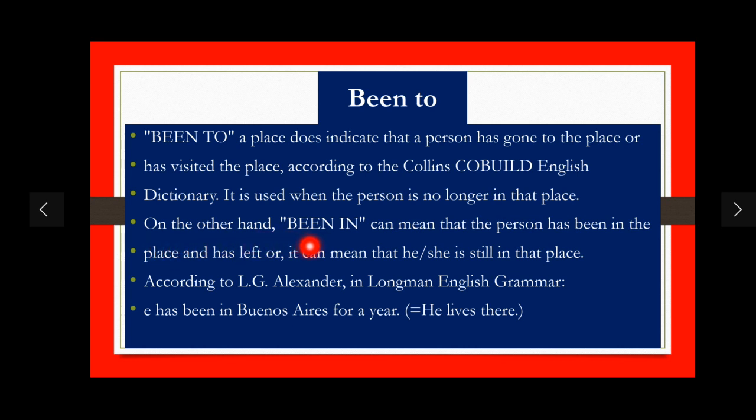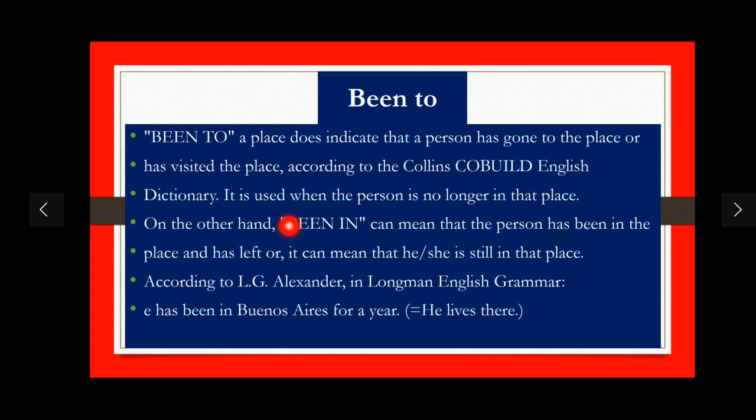On the other hand, been in can mean that a person has been in the place and has lived there, or it can mean that he or she still lives in that place. According to L.G. Alexander in Longman English Grammar, "He has been in Buenos Aires for a year." He lives there. So when we say that he has been in Buenos Aires or he has been in London, we mean that he is still living in London. So that is the difference between been to and been in.